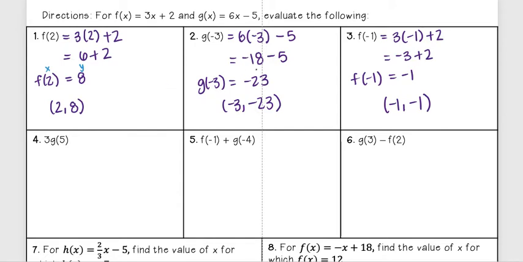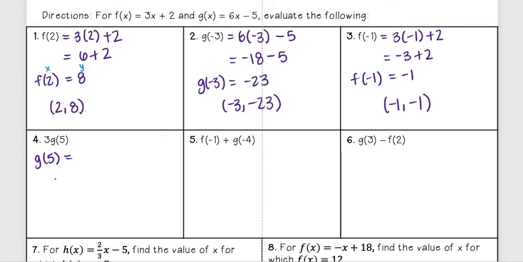Okay, so plugging in negative 1 for x, you should have gotten negative 1 as your answer, so this would be the point (negative 1, negative 1). Okay, now number 4 looks a little bit different. I see that I have this 3 out in front. So that means basically I'm going to find g of 5, but I'm going to multiply it by 3 at the very end. So I'm going to start off with just finding g of 5. But I'll show you another way to do it after.